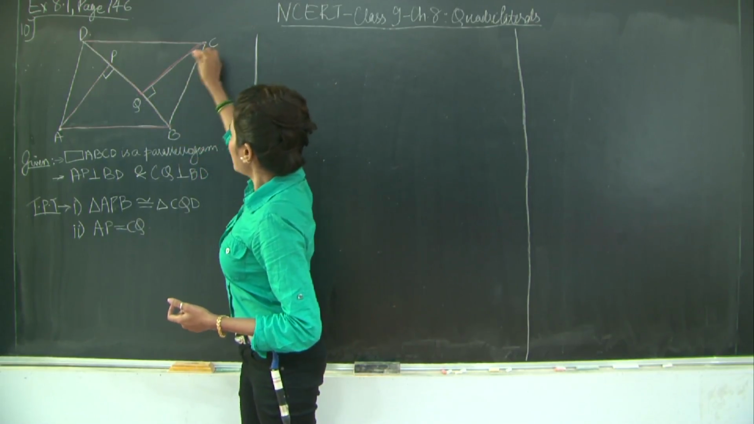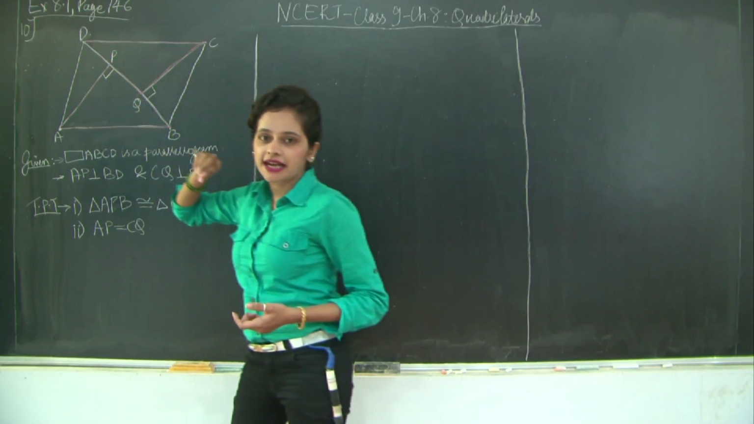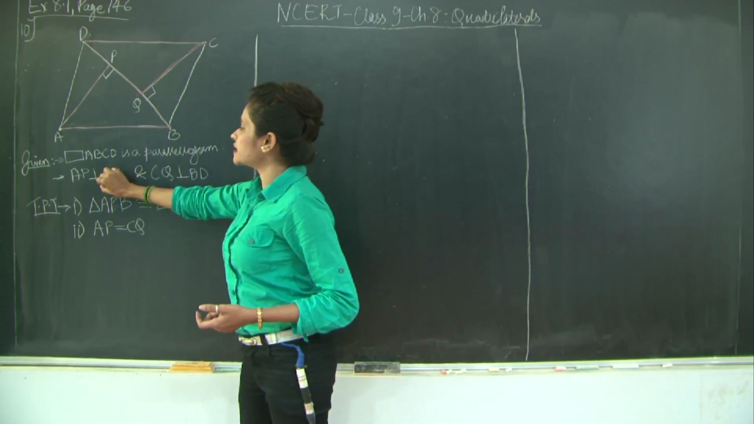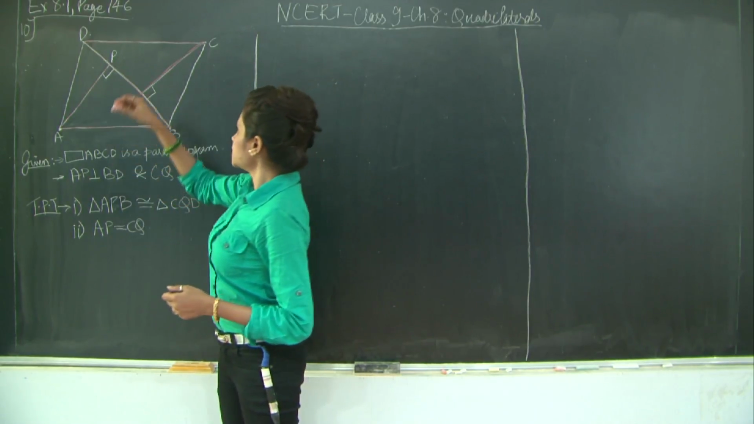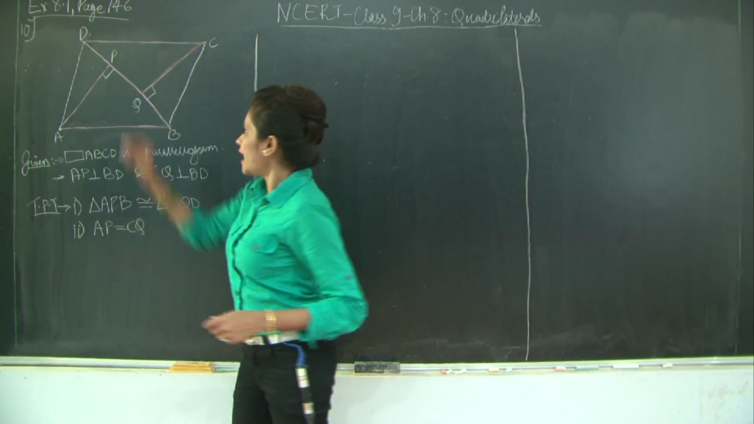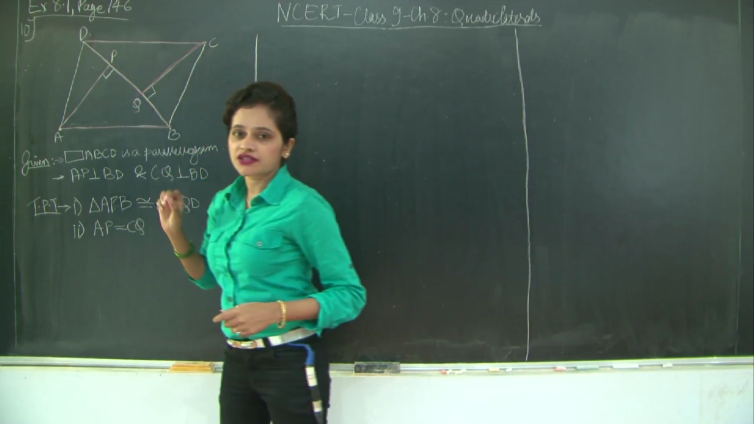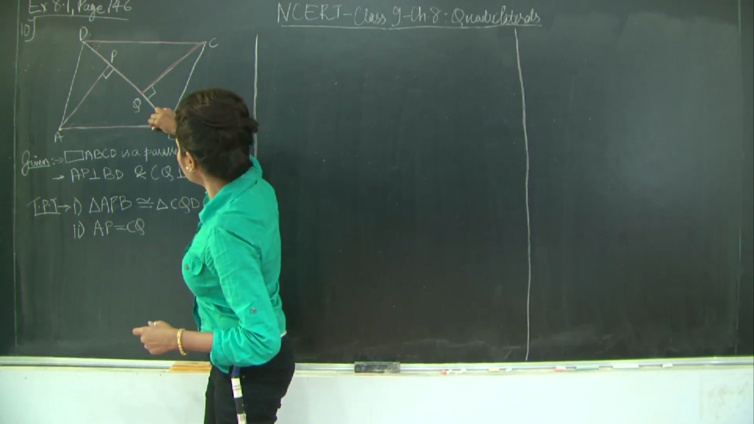First of all, angle CQB is equal to angle APB because each of them is a right angle. Why? Because AP is perpendicular to BD and CQ is perpendicular to BD, right? Now, if you notice, AB is parallel to CD and BD is the transversal. So, where do you see a Z forming? I see a Z forming like this.